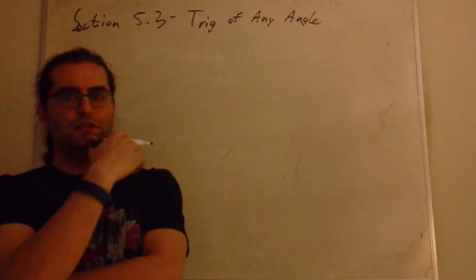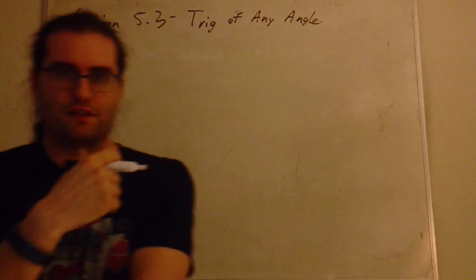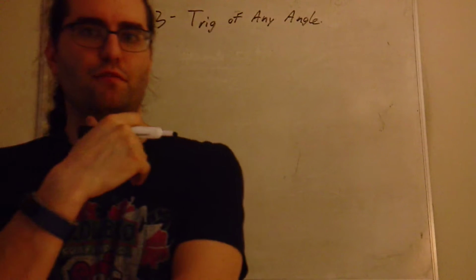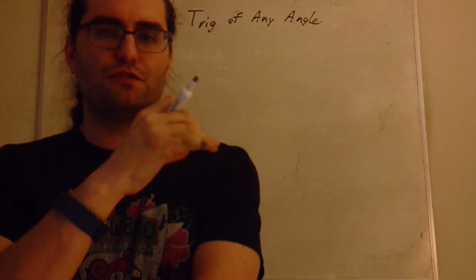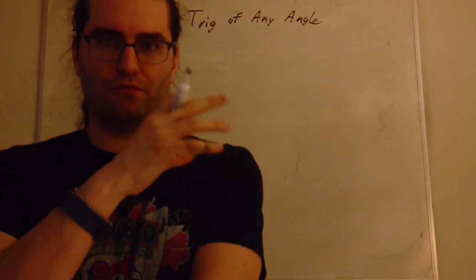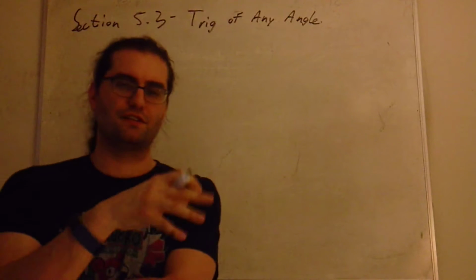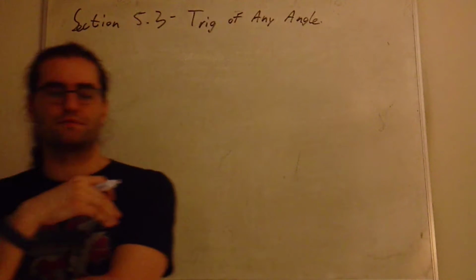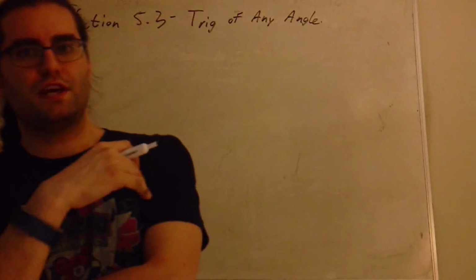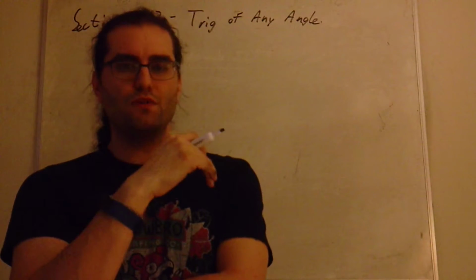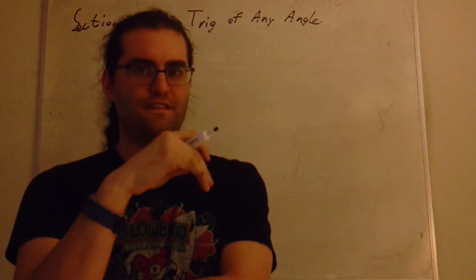The big limitation of trig, as we understand it so far, or I should say as it has been presented in section 5.2, which is right triangle trig, is that you get a triangle, you get some side lengths, you take the ratios of side lengths in the triangle, and those are your trig functions. The big limitation is that it only works on angles that fit inside triangles.